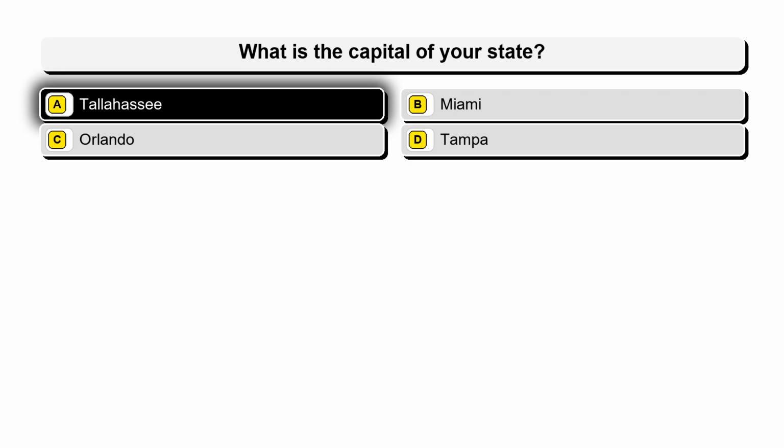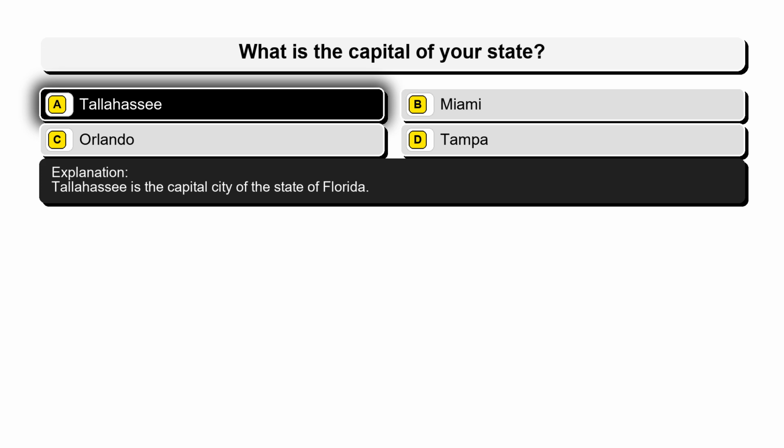The correct answer is option A, Tallahassee. Tallahassee is the capital city of the state of Florida.